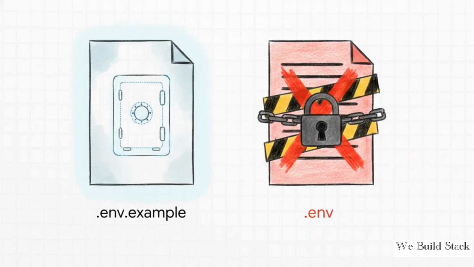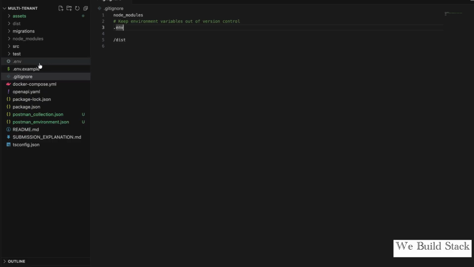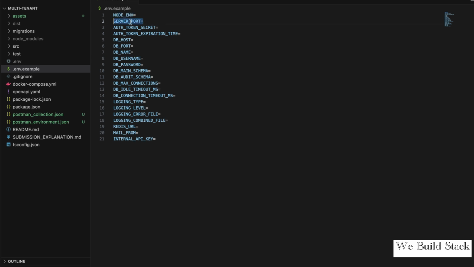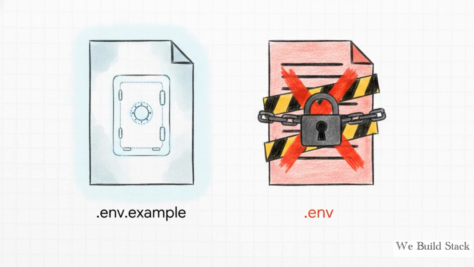But here's the catch. Your team still needs to know how to set up their local environment, right? So as a pro habit, you always want to create and commit a .env.example file. Think of it as a safe blueprint or template. It shows your teammates exactly what environment variables they need to get up and running without actually revealing a single real database password or API key.